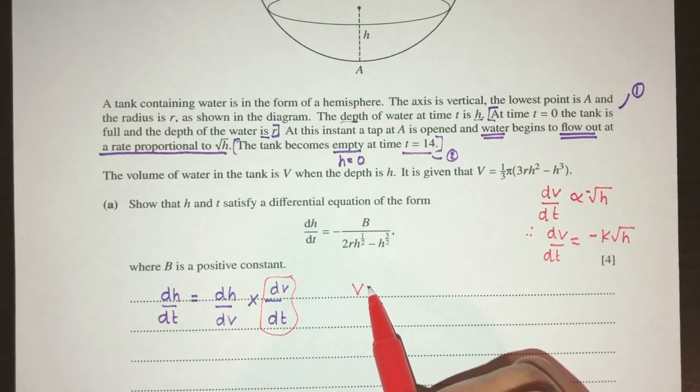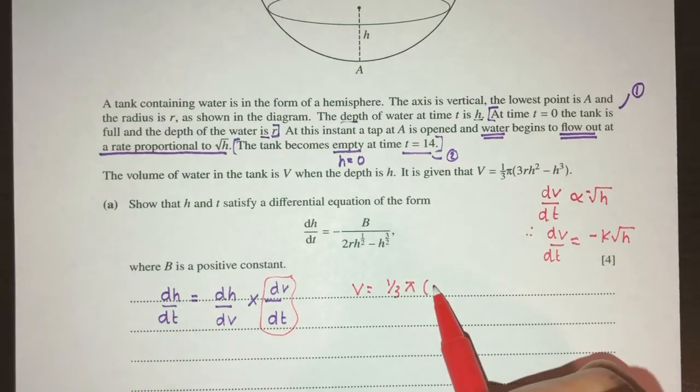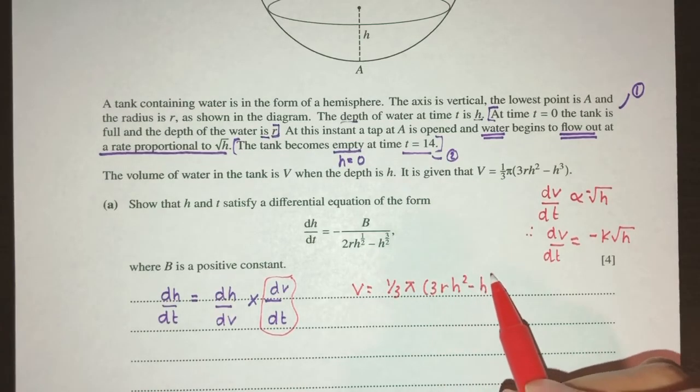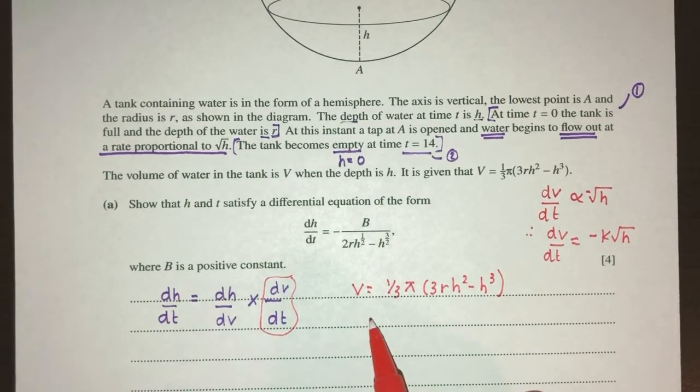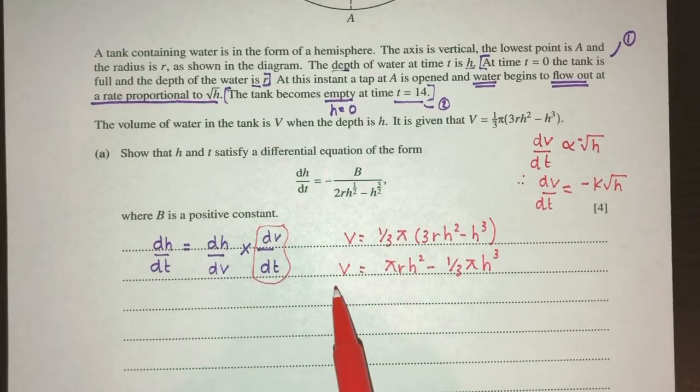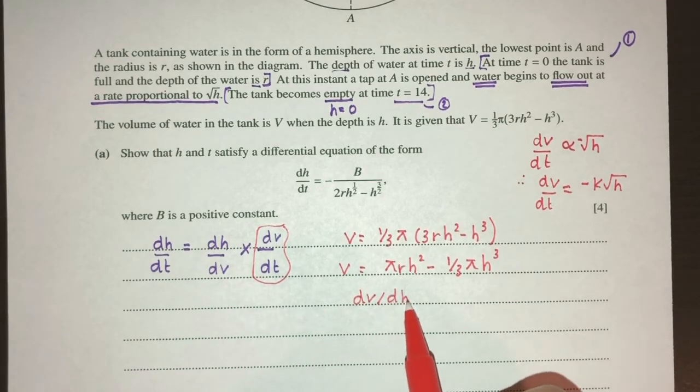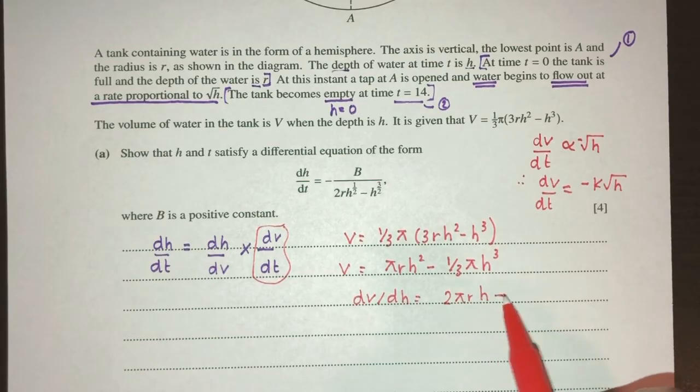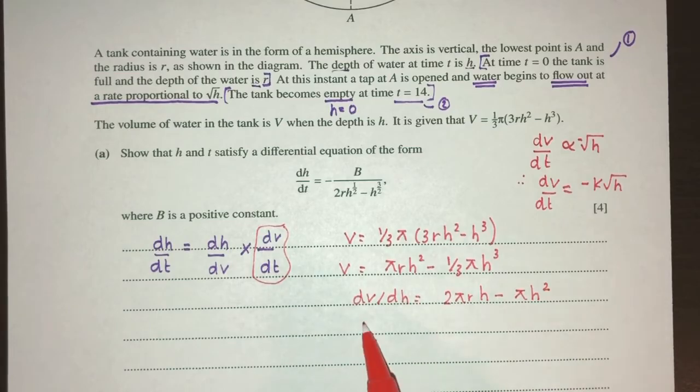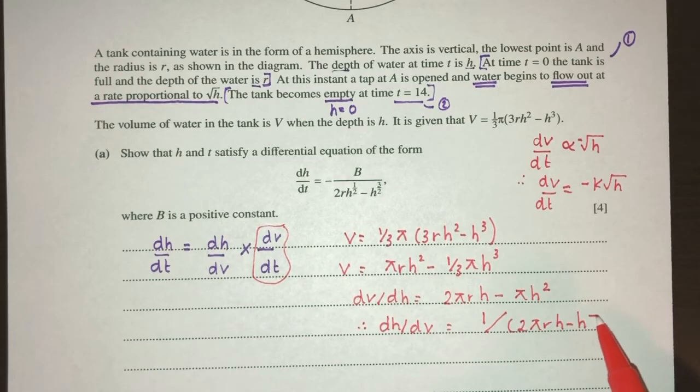But first we know that V is equal to 1 over 3 pi times (3rh squared minus h cubed). Now let's expand this bracket. That will become 3 times 1/3 is 1, so you get pi r h squared minus 1 over 3 pi h cubed. So that is the value of V when it is expanded. Now you want to find dV by dh first. So dV by dh is given by 2 pi rh minus pi h squared. From this you can find dh by dV. We just have to flip this upside down, which becomes 1 divided by (2 pi rh minus pi h squared).